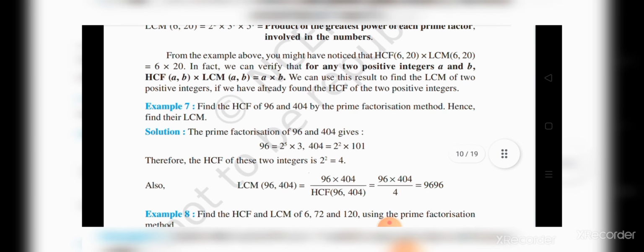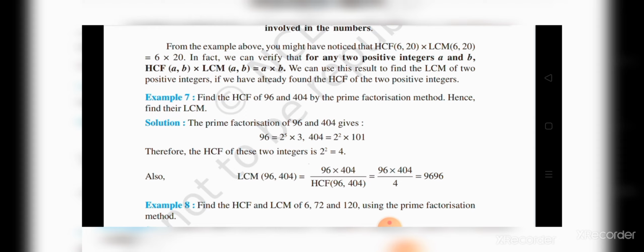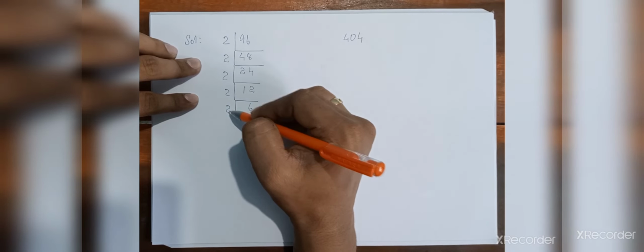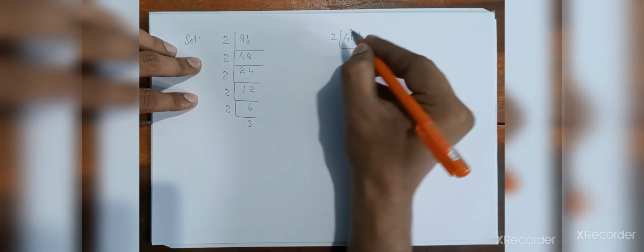Find the HCF of 96 and 404 by prime factorization method. Hence find their LCM. See, prime factorization of 96 and 404. So we can do the factorization first. 96 divided by 2 is 48, 2 again 24, 2 again 12, 2 again 6, 2 again 3. So what are the factors of 96? 2 into 2 into 2 into 2 into 2 into 3. Same here for 404, we can start with 2: 202, then 2 again.